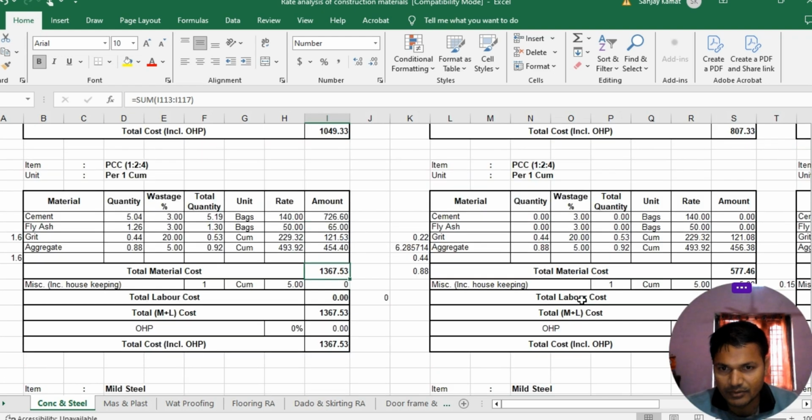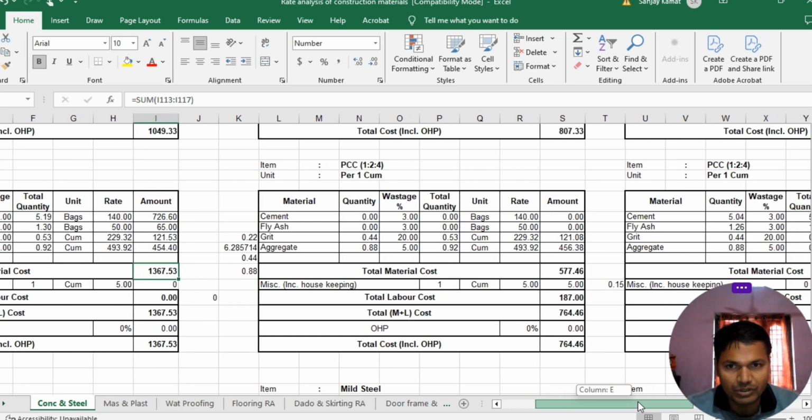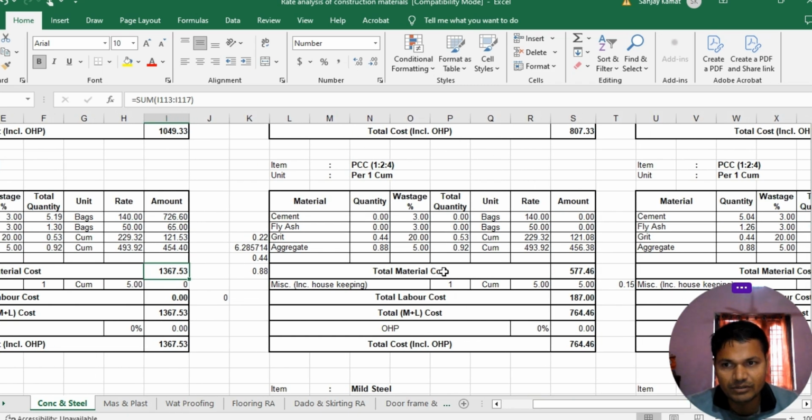Now, this was the fourth PCC, and now we are doing the fifth PCC. Same. This time we will not take the cement, we will not take the fly ash, and we will take only the grit and the aggregate. After taking the grit and aggregates, you can see the calculation. We will check only the calculation, whether it is wrong or right.